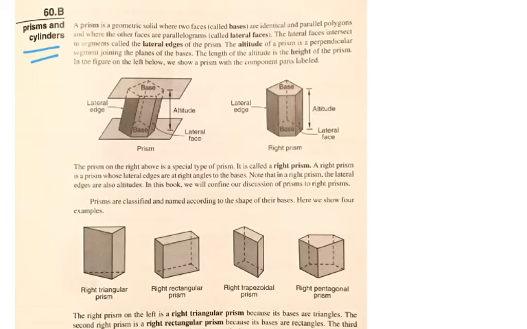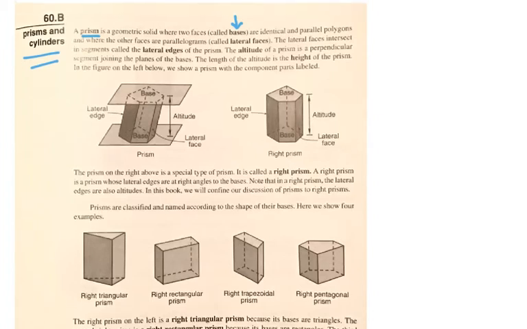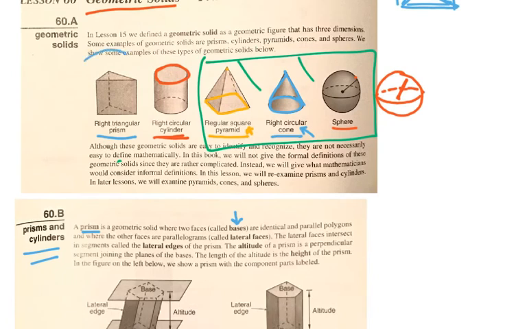A prism is a geometric solid where two faces, which are called the bases, are identical and parallel polygons, and where the other faces are parallelograms, or called lateral faces. So a prism, when we looked up here, remember we had our right triangular prism. What they're saying is if you have a geometric solid, so again, we're going to do like a little piece of pizza here.